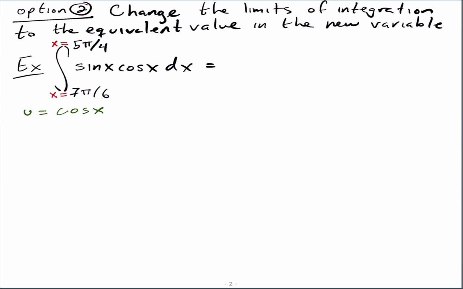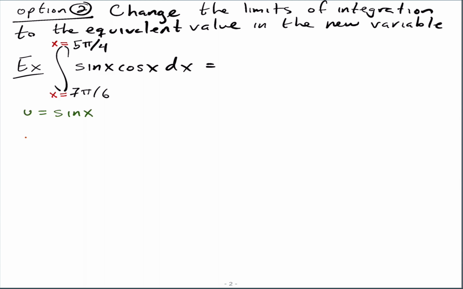Yeah, so actually either one is fine. Probably sine x works a little bit better. Because the derivative, what's the derivative of sine x? Well, it's cosine x. What's the derivative of cosine x? Minus sine x. So you can pick whichever one you want, it works fine. So let's do u as sine x just to make it a little bit easier.